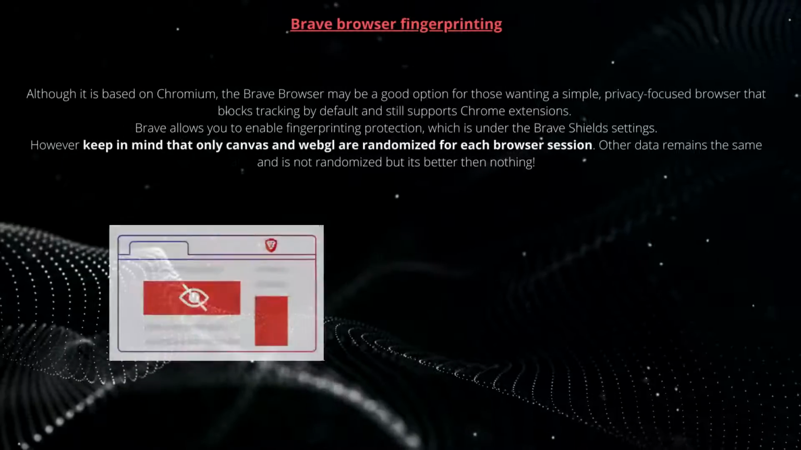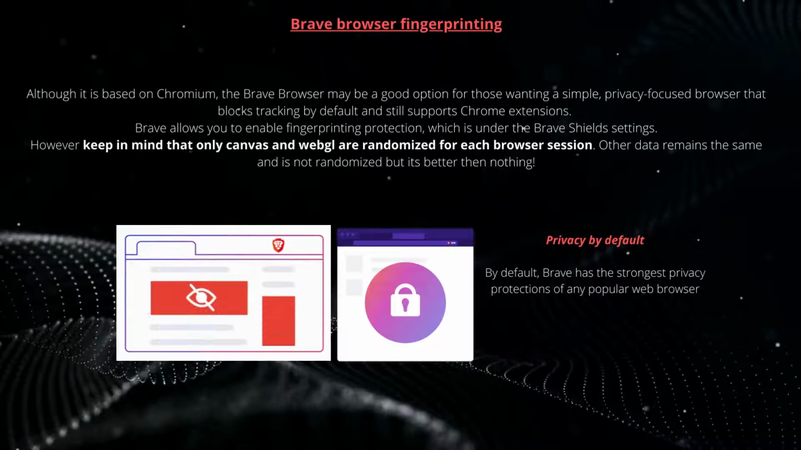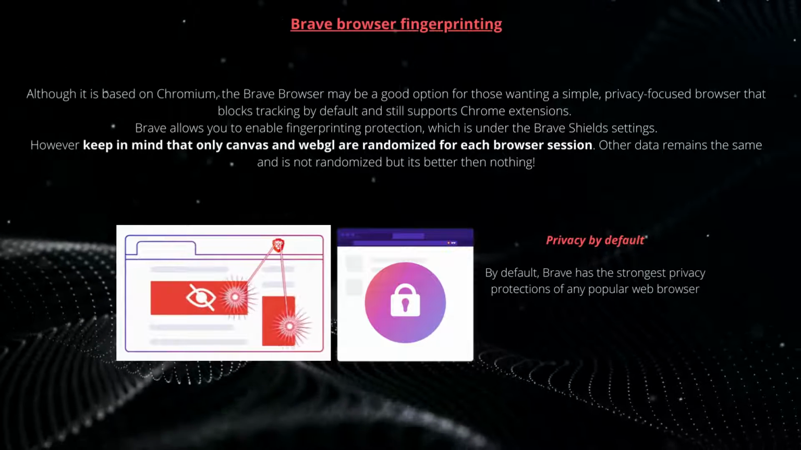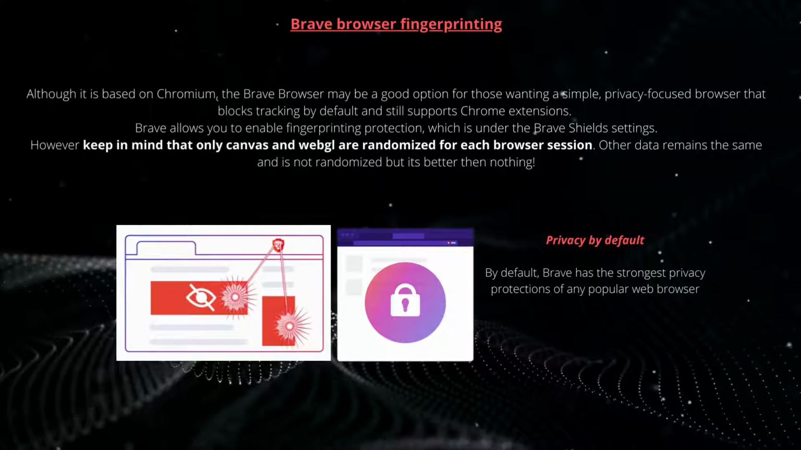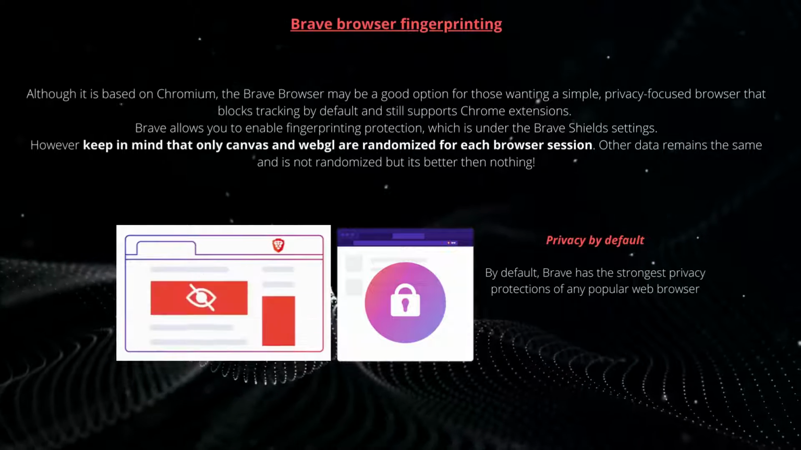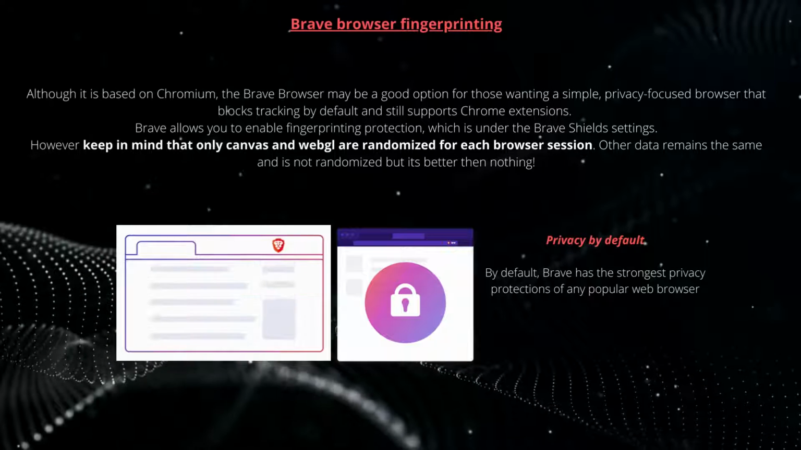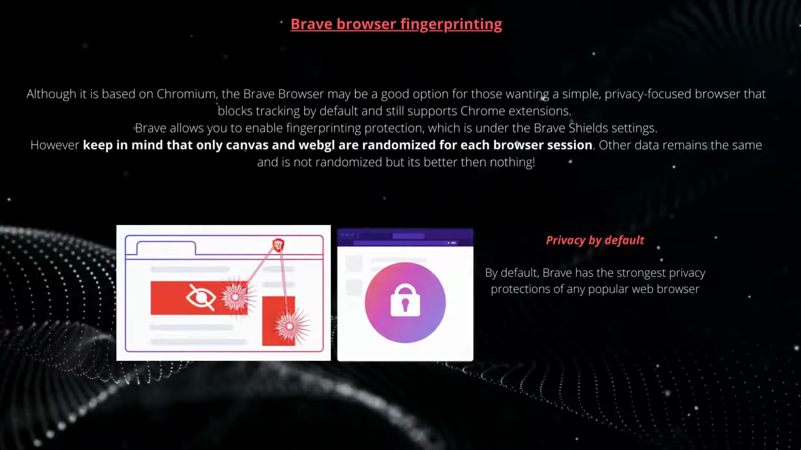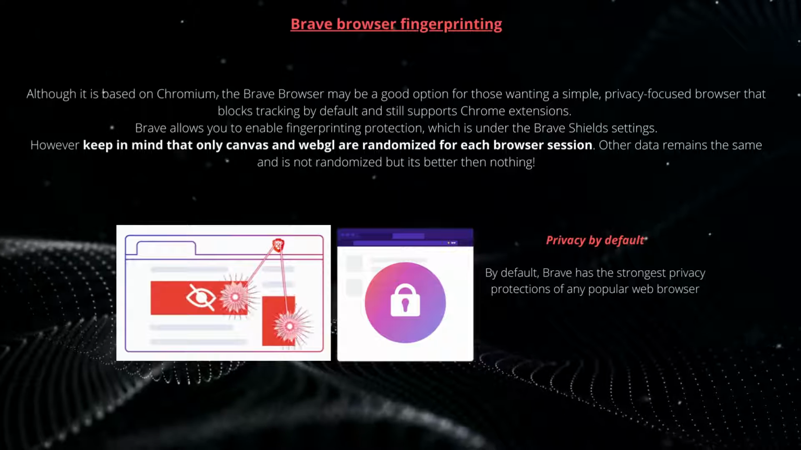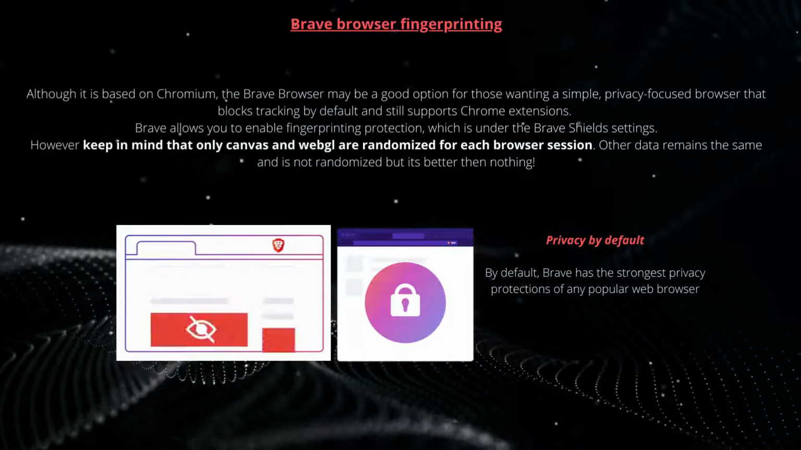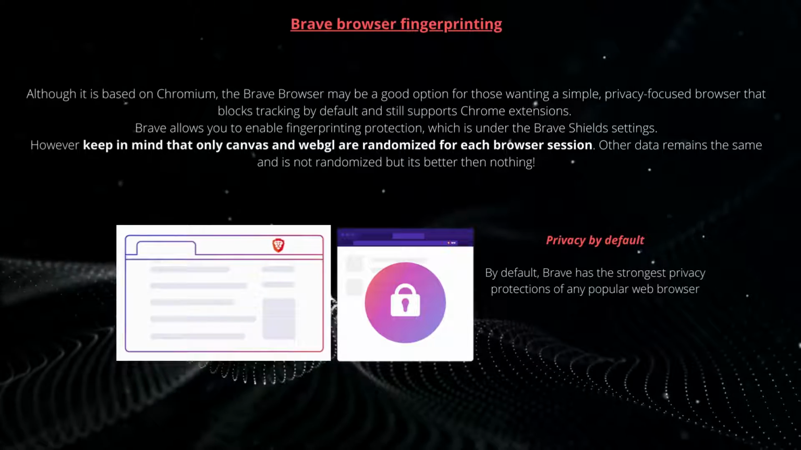Brave browser fingerprinting. Although it is based on Chromium, the Brave browser may be a good option for those wanting a simple, privacy-focused browser that blocks tracking by default and still supports Chrome extensions. Brave browser allows you to enable fingerprinting protection, which is under the Brave Shield settings. However, keep in mind that only Canvas and WebGL are randomized for each browser session. Other data remains the same and is not randomized, but it's better than nothing.